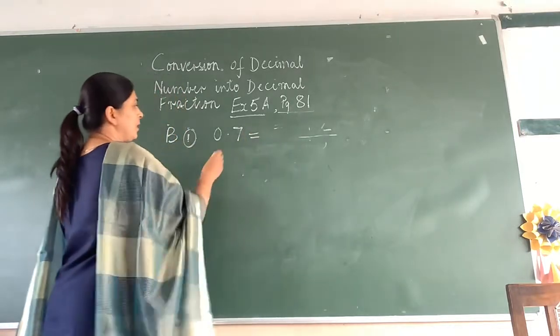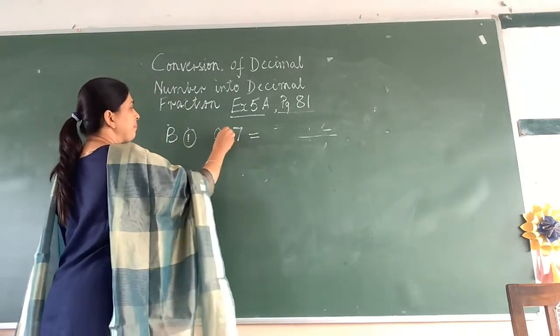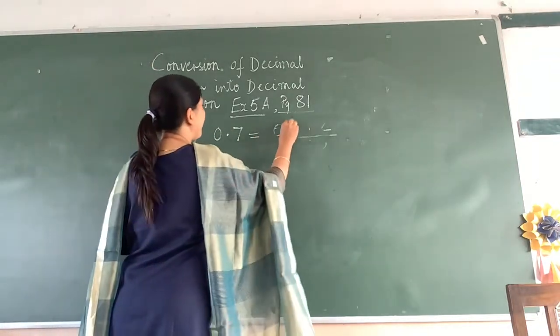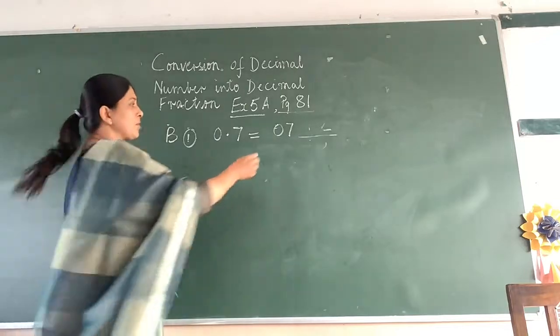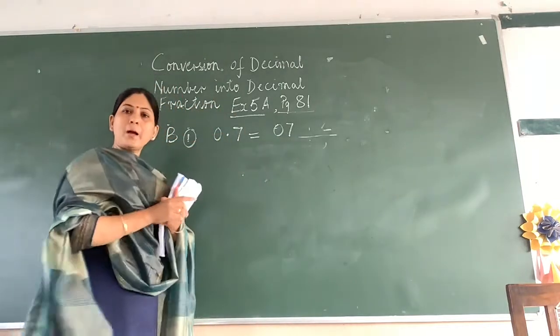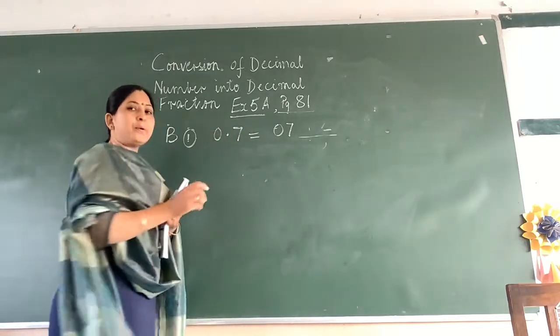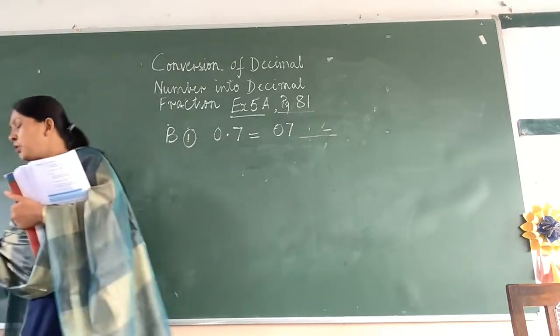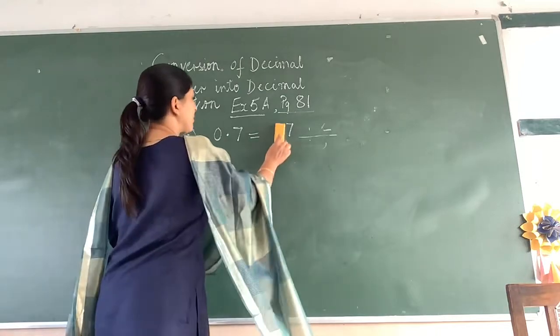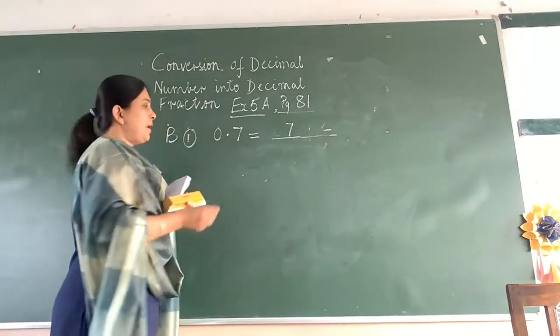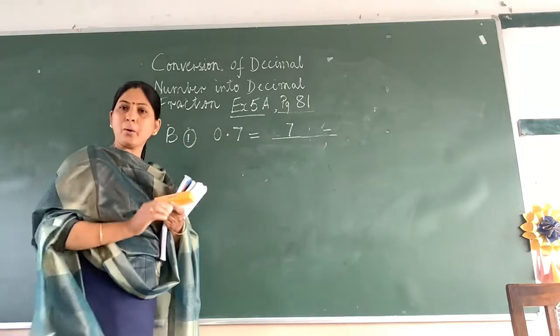How will we do? We will write the number without the decimal point. The number without the decimal point is 07. Now 0 before any number has no value, it does not change the value of the number. So 07 can also be written as 7. So what is our numerator? Let's rub out the 0. So 7 becomes our numerator. Now let's see what will be our denominator.